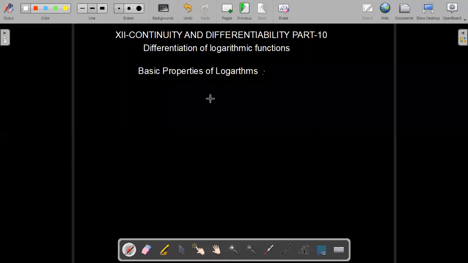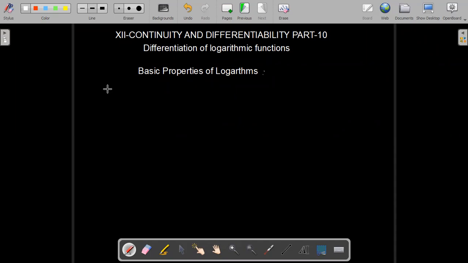So today we will see differentiation of logarithmic functions. Before that, we should know about the basic properties of logarithms, and that will be used frequently while doing the differentiation of the functions when we are taking the log on both sides.